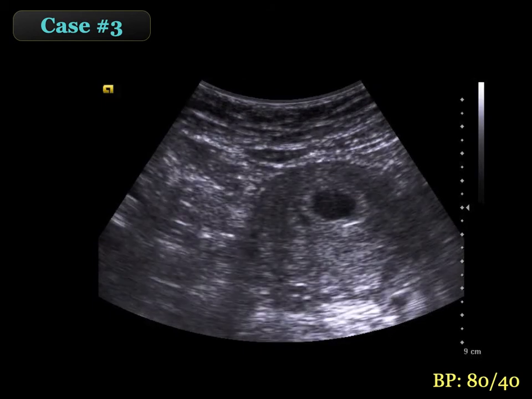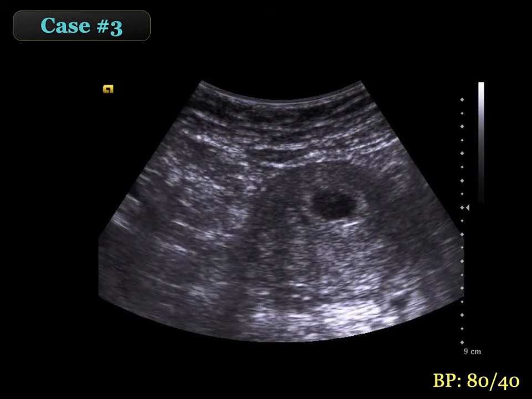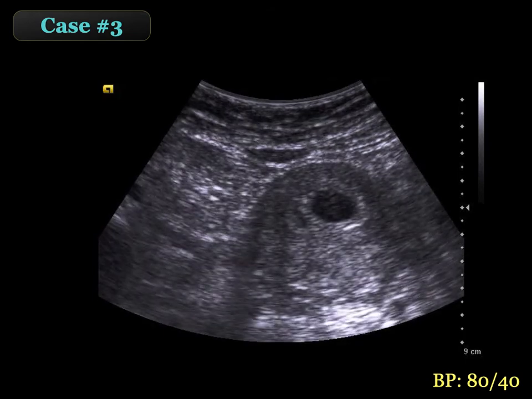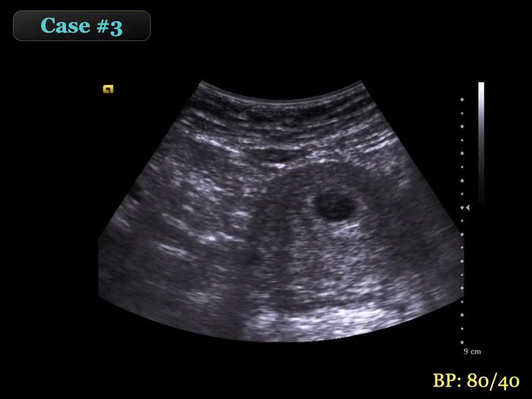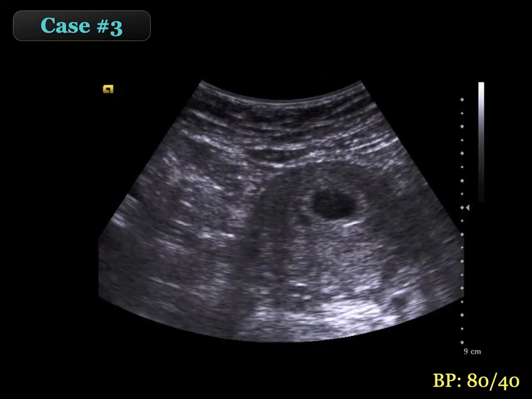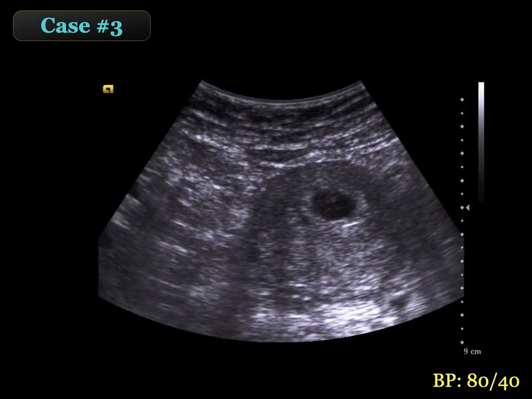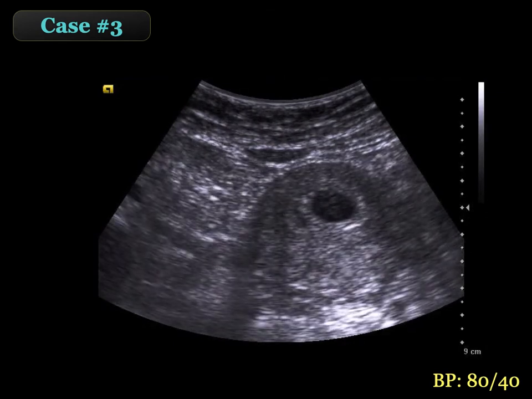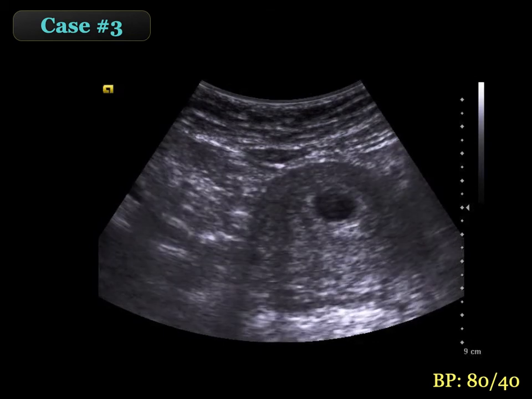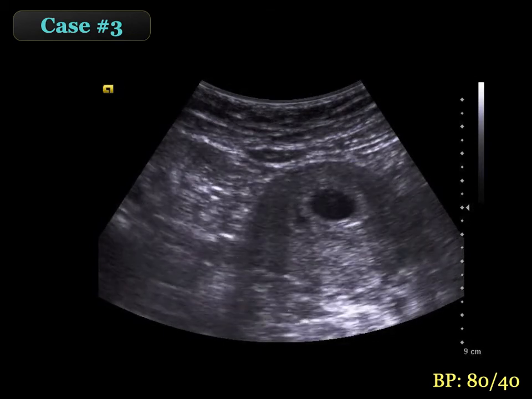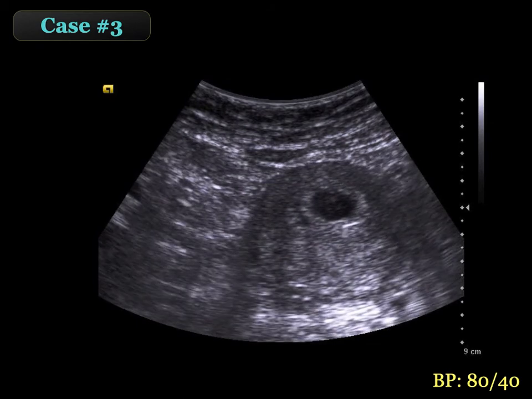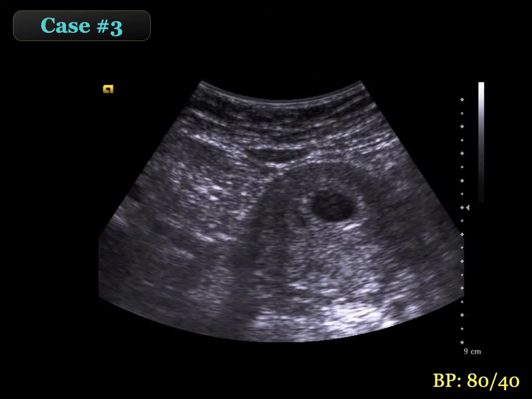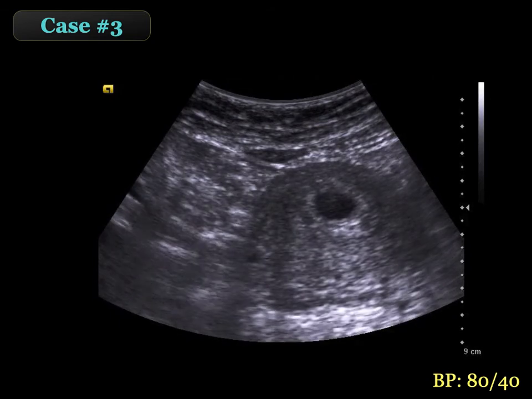Here's an example of a transabdominal OB ultrasound using a curvilinear probe in the transverse view, and we see a uterus. This is a patient with a positive HCG, and we see a hypoechoic or black gestational sac. Do you see any contents within the gestational sac to suggest an intrauterine pregnancy? Neither do I.